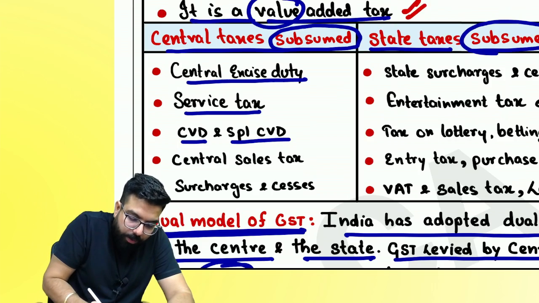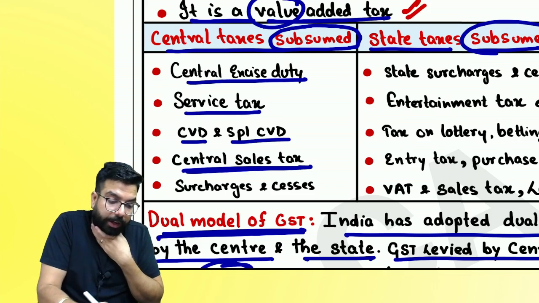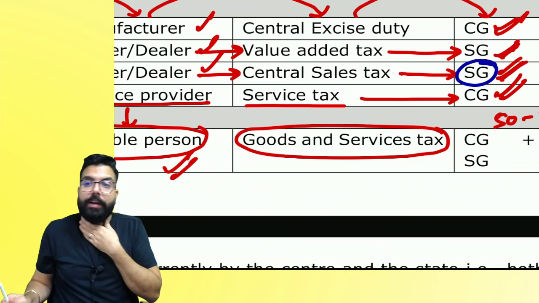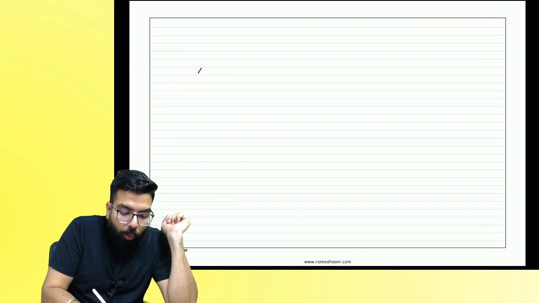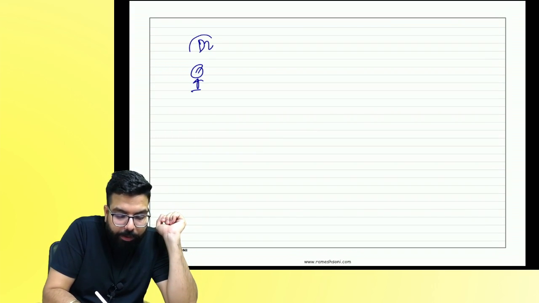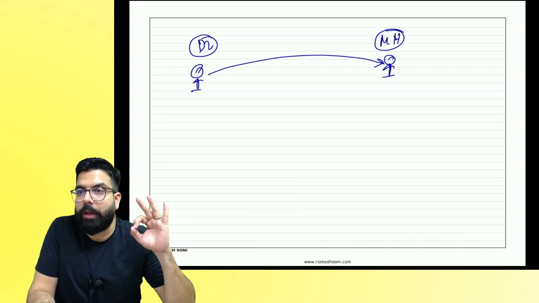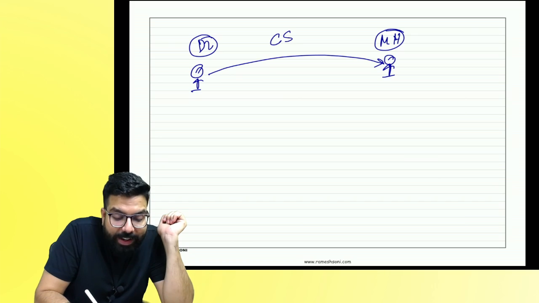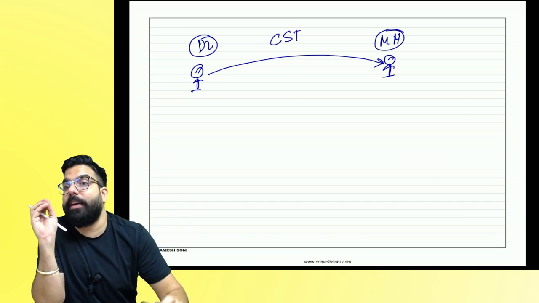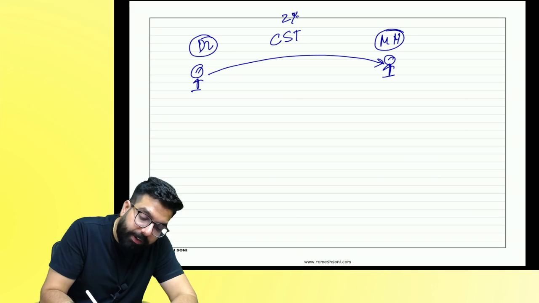Okay. Next, central sales tax. You will tell, sir, central sales tax the state government was collecting, then why did you write it under central government? Listen. One state is supposedly Delhi, another state is supposedly Maharashtra. You know what used to happen earlier? Whenever goods used to be sold from one state to another state, central sales tax used to be charged. CST, central sales tax. Now this CST was always 2%.